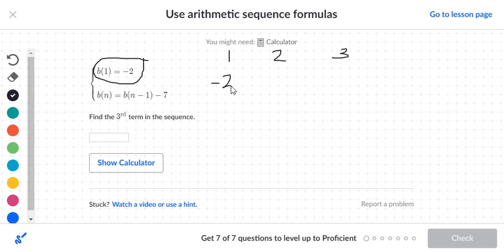So that number is -2. We want to find what the third one is, so that's why I stopped at 3. So now the question is, how can we find the second? How can we find the third? Well, you're looking at this second formula, you're thinking, wow, this looks kind of complicated. But really, what you do is just use the number that's after the parentheses.